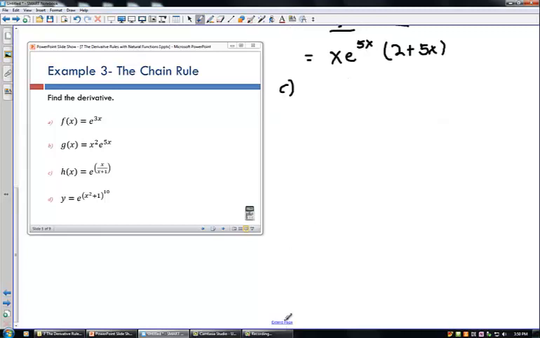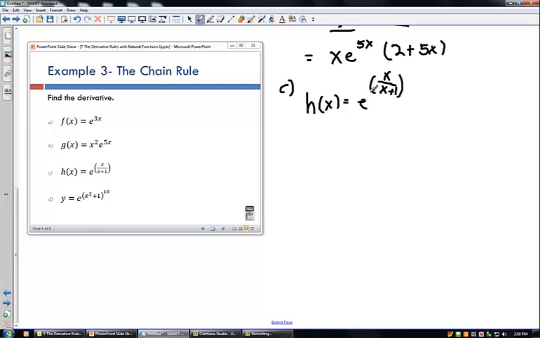All right, part C now. So that was a product rule with a chain rule inside it. Part C is h of x equal to e all raised to the x over x plus 1. So when I see this, I know I'm going to have to use a quotient rule at some time because there's a quotient right here. And then I'm also going to use a chain rule because there's an inside function and an outside function.